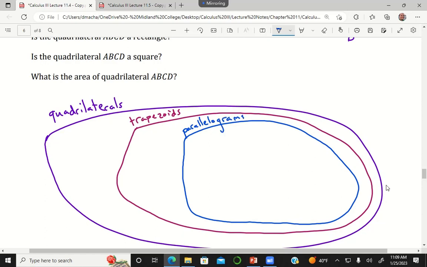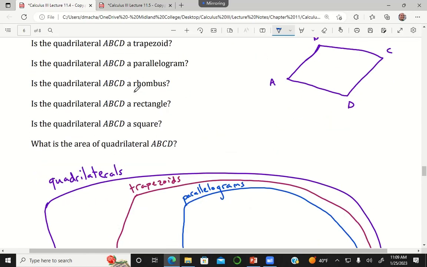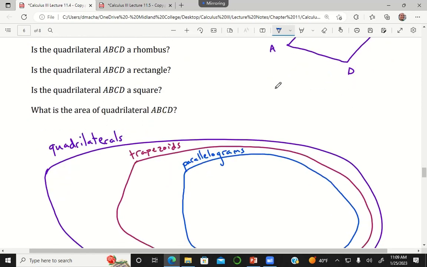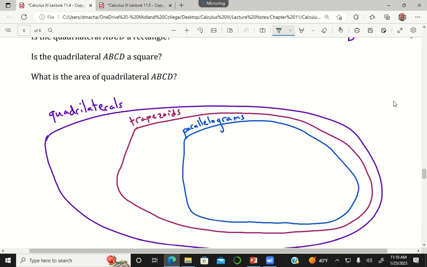And what it means to be a parallelogram is that both pairs of opposite sides are parallel to each other. And some parallelograms are rhombuses or rhombi. I don't know what the right pluralization is. But some parallelograms are rhombuses, and others are not. What it means to be a rhombus is you are a parallelogram, but all of your side lengths are equal. Okay?